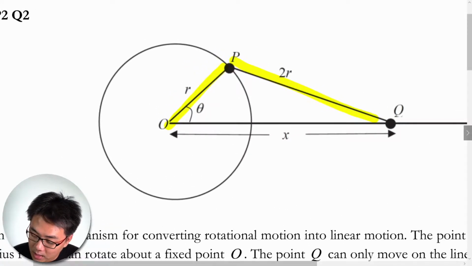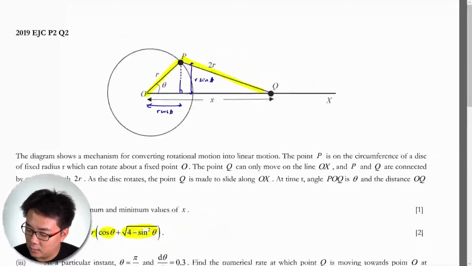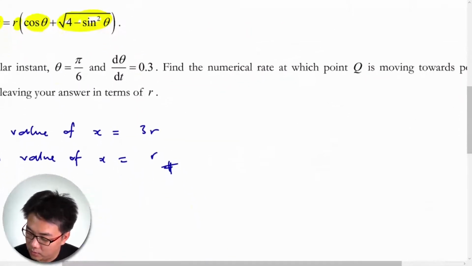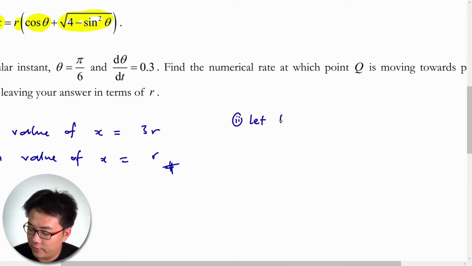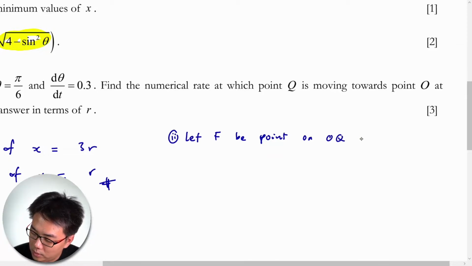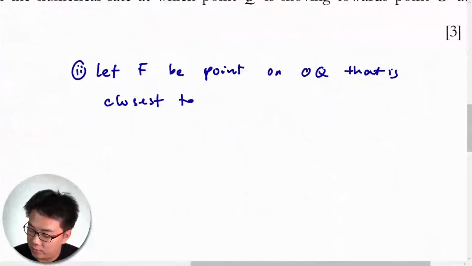So this part here, I'm going to write a right angle triangle here. This height here will be r sine theta, right? This height here will be r cos theta. That's not too bad. So I'm just going to name this point as F. Part 2: let F be a point on OQ that is closest to P. That is to be a foot of perpendicular.